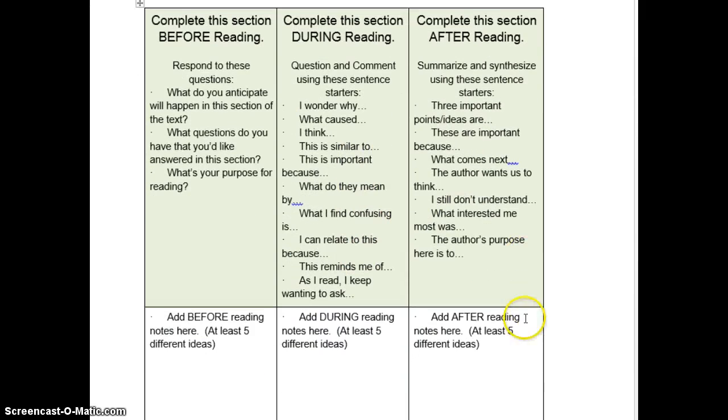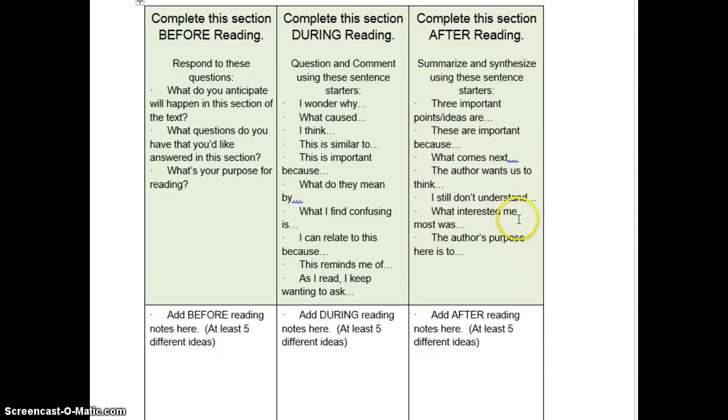And then when you're finished, you'll take again 5 of these and finish the stems that start here. 3 important points or ideas are, these are important because why? What comes next? A little bit of predicting again. The author wants us to think. As you're reading your book, what do you think the author, Steinbeck, is leading you to think about your text? I still don't understand. That's clarification for you. What's something that's going on in the book you don't understand?